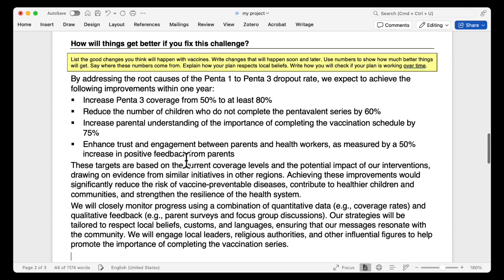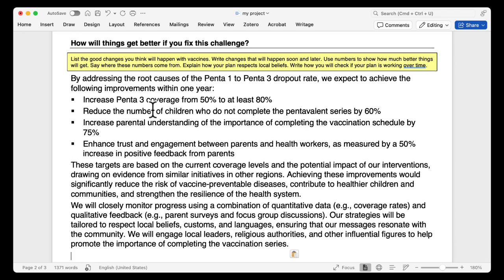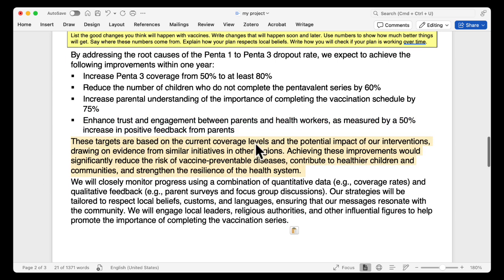Some aspects of this are good, but some aspects of this may really require improvement. So by addressing the root causes of dropout, we expect to achieve the following improvements: increase Penta-3 coverage from 50 to 80%, reduce the number of children who don't complete the pentavalent series, increase parental understanding. So I would ask here, how will you measure that? Enhance trust, 50% increase in positive feedback from parents. This again seems very ambitious. It's good to have numbers as targets, but it's hard to believe based on the current coverage levels.